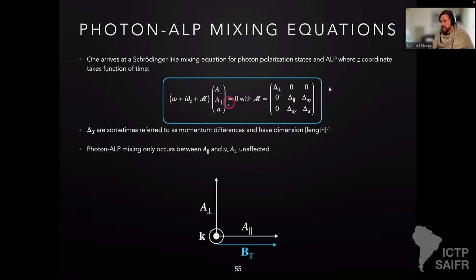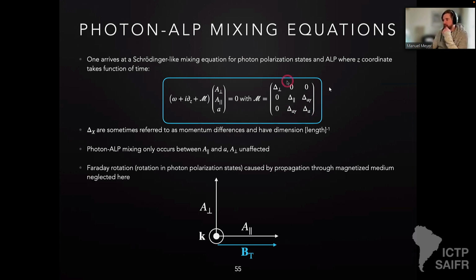What is important is that the parallel component, so this polarization component, with propagation coming out of the blackboard towards you, mixes with the axion through these off-diagonal terms here. There could also be terms in the off-diagonal here. This is important, for example, for radio observations that Walter also touched upon. It's called Faraday rotation. We'll briefly touch upon that later. But this is neglected here, since it's not important for gamma ray energies.